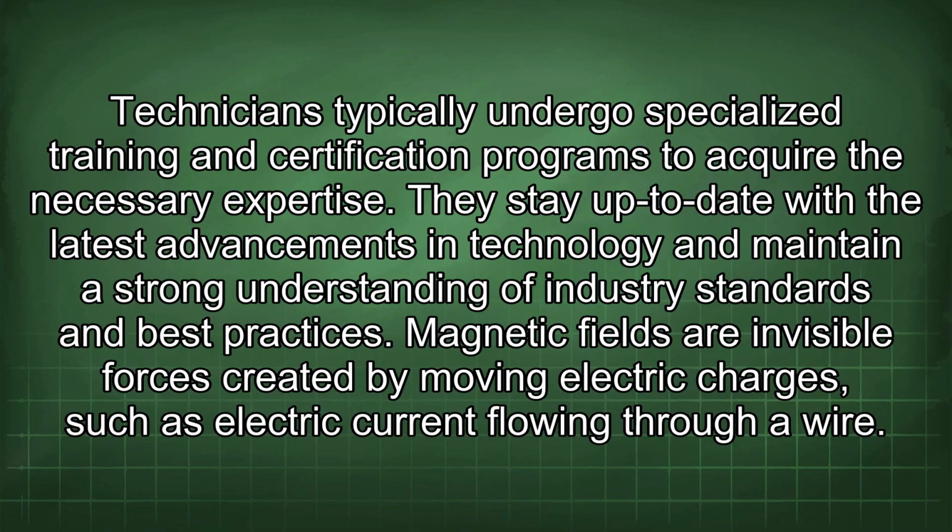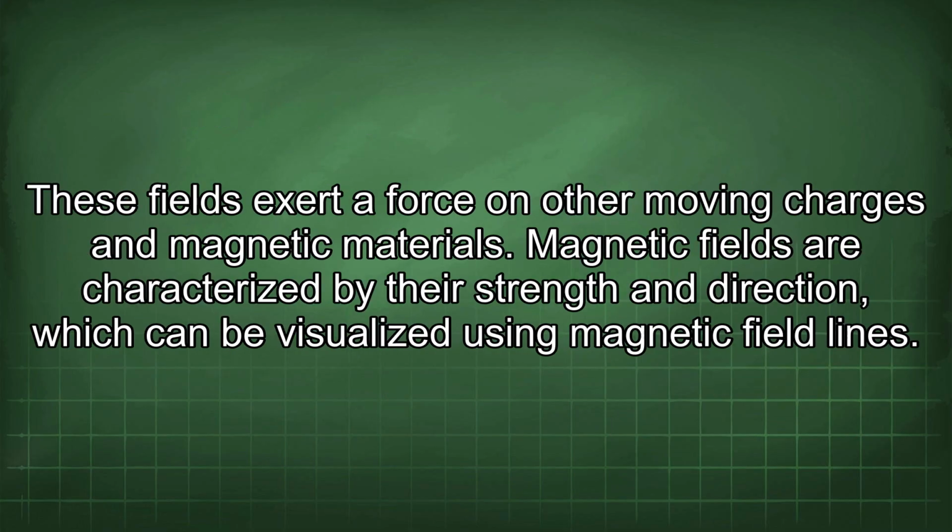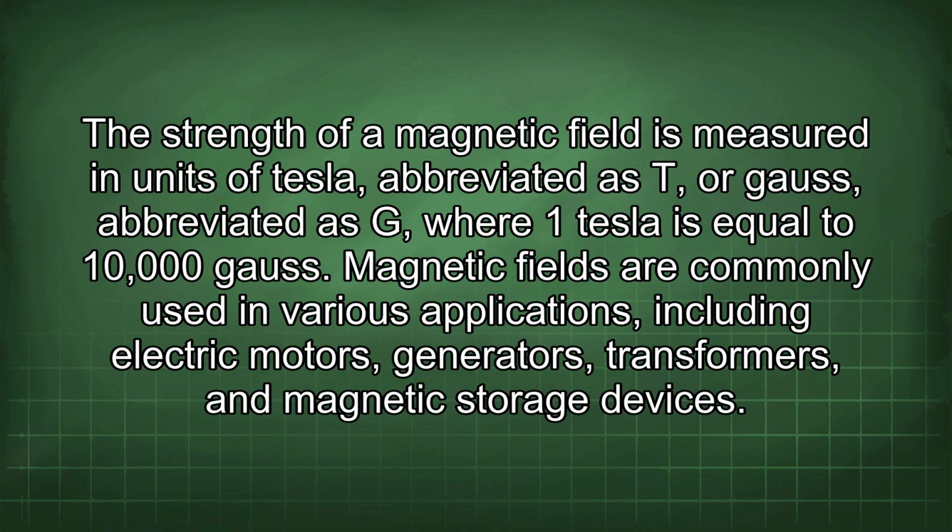Magnetic fields are invisible forces created by moving electric charges, such as electric current flowing through a wire. These fields exert a force on other moving charges and magnetic materials. Magnetic fields are characterized by their strength and direction, which can be visualized using magnetic field lines. The strength of a magnetic field is measured in units of Tesla, abbreviated as T, or Gauss, abbreviated as G, where 1 Tesla is equal to 10,000 Gauss.